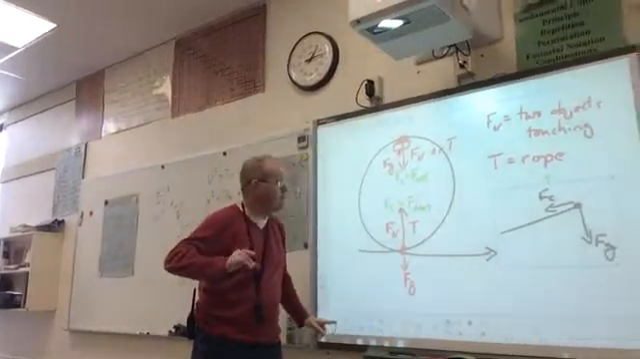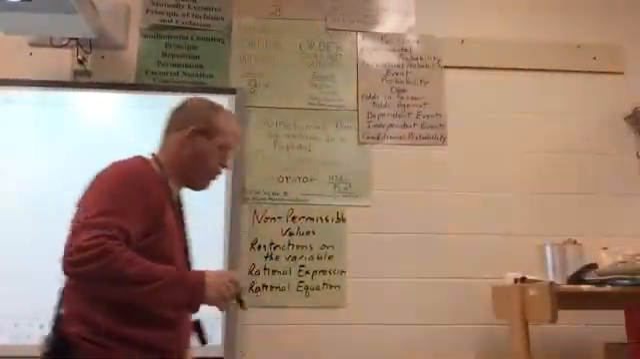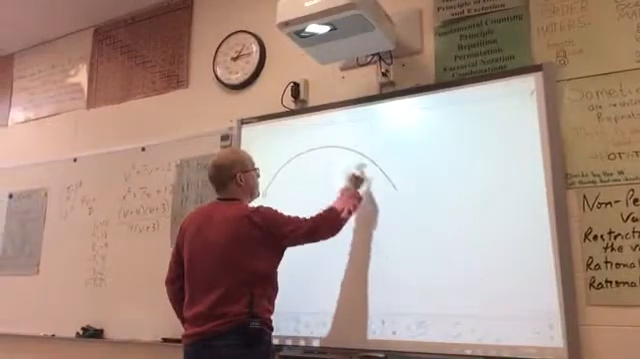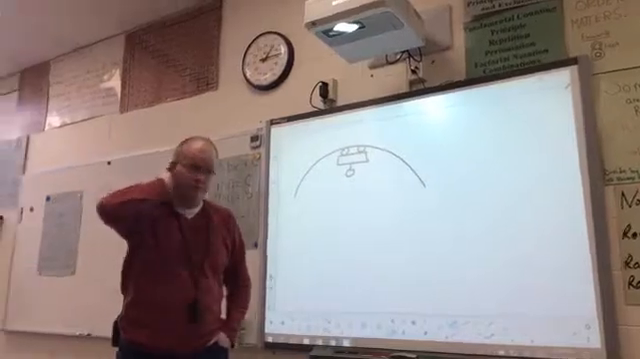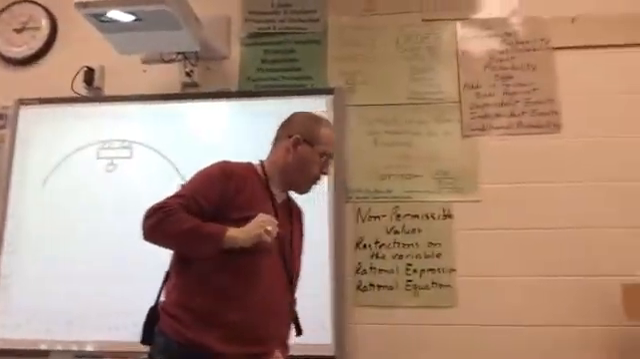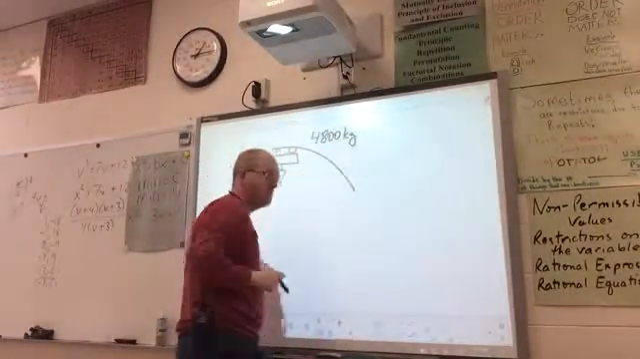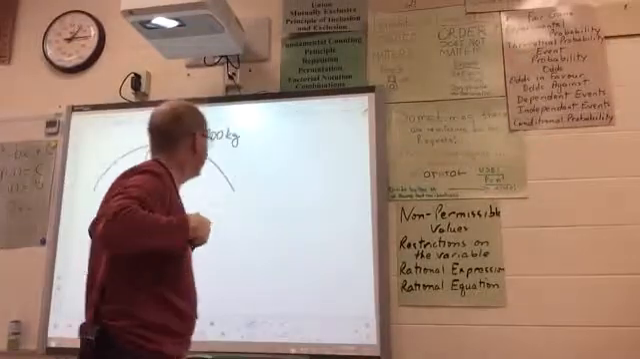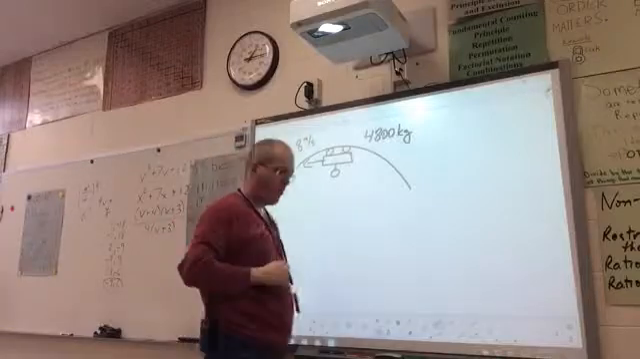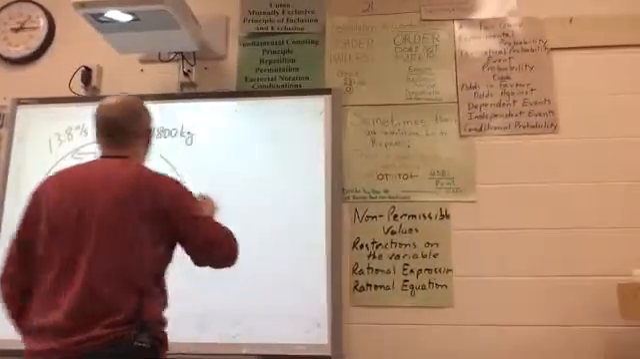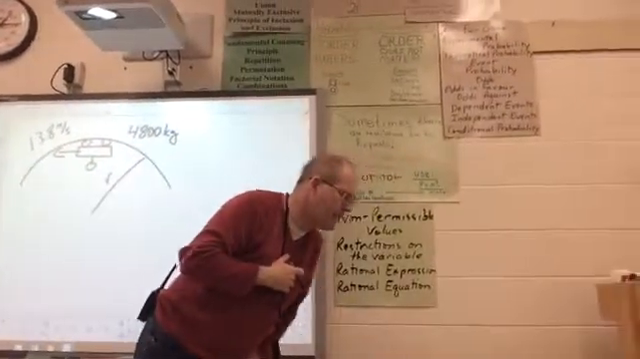Now, let me give you an example. Here you are upside down in the roller coaster. Woohoo! This is 4,800 kilograms. You're going that way at 13.8 meters a second. Oh, and this radius r is 4.8 meters.